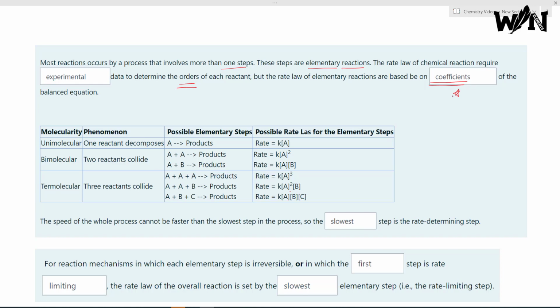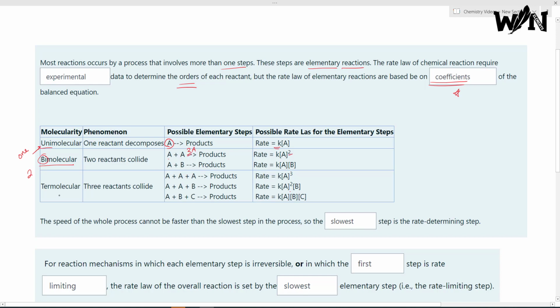So let's look at the three common types of elementary reaction. First, you have unimolecular. Think of uni as the prefix for one. So we just have one reactant decomposing. As you can see here, we have a K constant. Then we have bimolecular. Think of bi as in two reactants colliding. In this case, we have A and A. This can be rewritten as 2A, right? That coefficient is 2. And we have A and B. You can see that we just look at the balanced chemical equation.